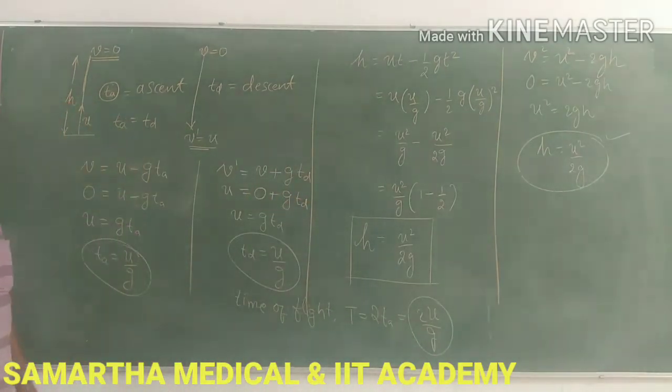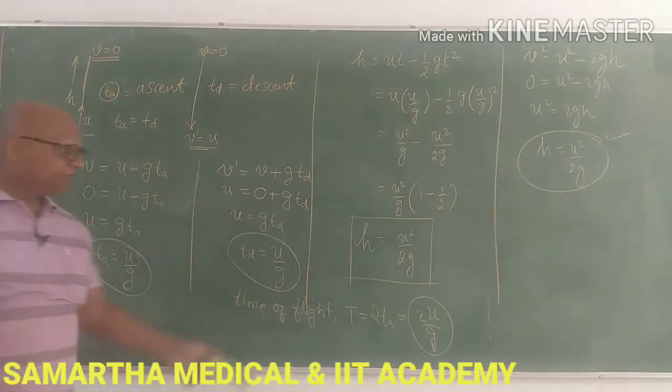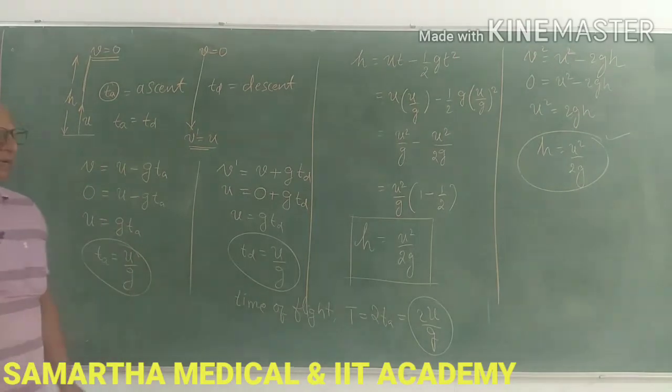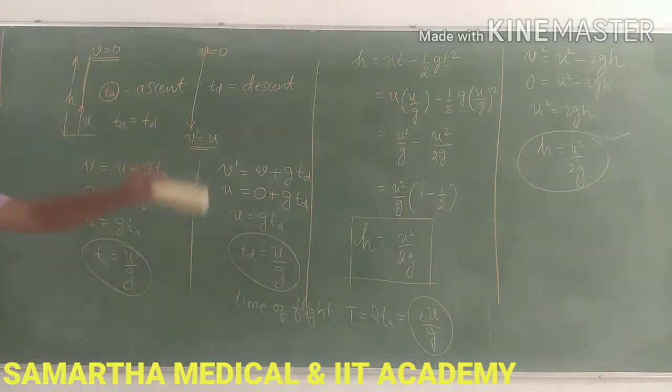2u by g means going takes TA, coming back also takes TA. That's why it becomes 2TA, 2u by g. So these 3 are the most important fundamental equations used to calculate the different aspects of motion in a straight line. Do remember these equations, and we will solve many of the questions using these equations.